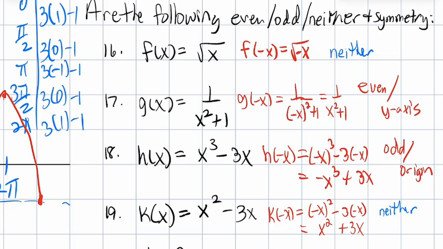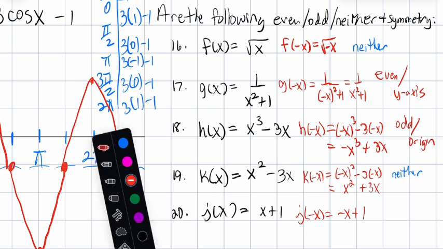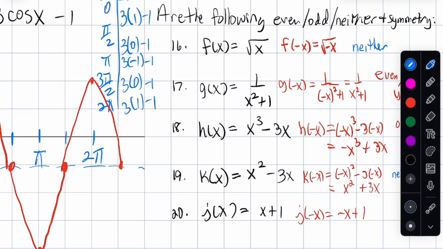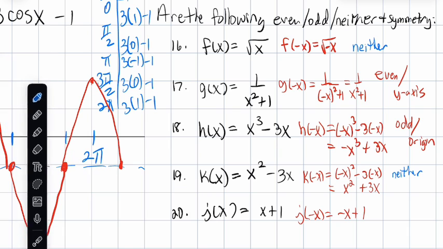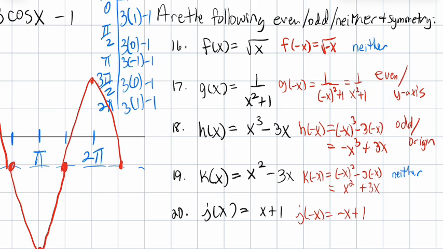So one last example is J. And if we plug in a negative x, part of our function changed. Part of our function changed, that x changed, but the 1 does not. So this is a neither.